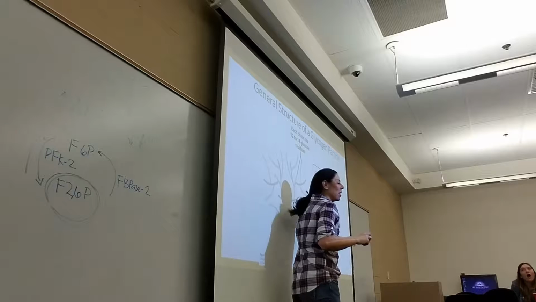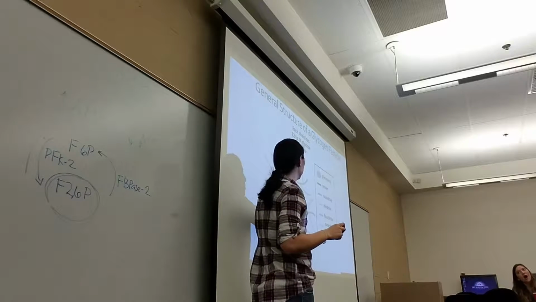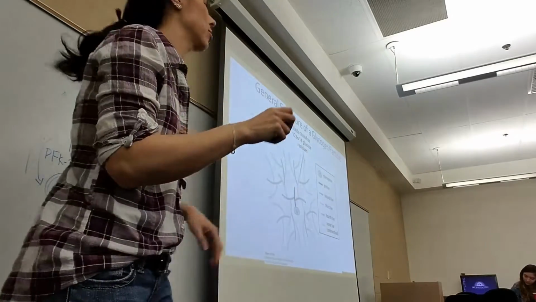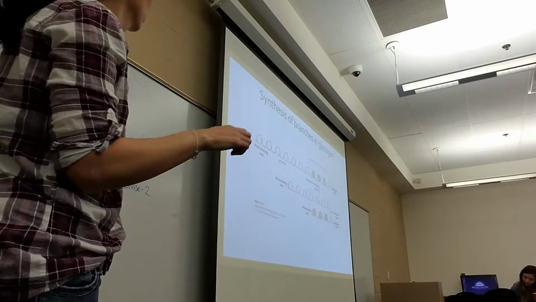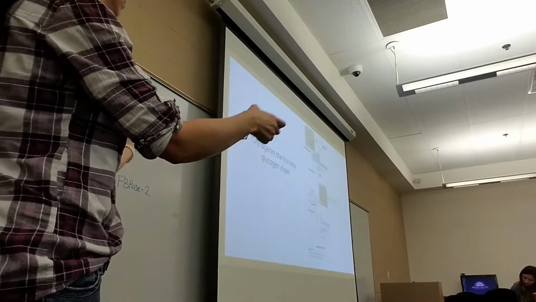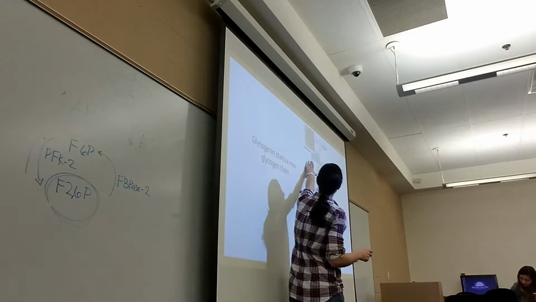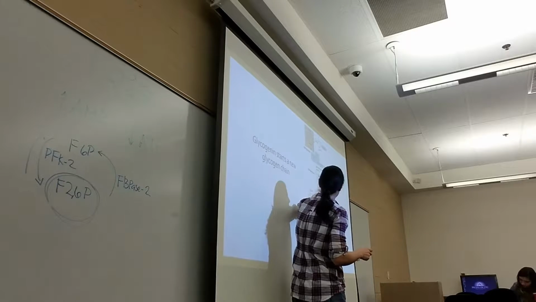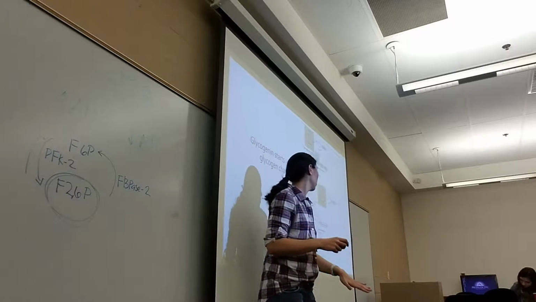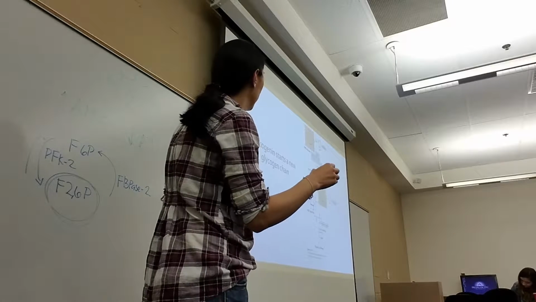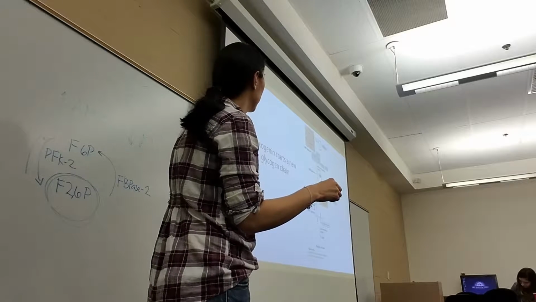Glycogenin is the enzyme responsible for starting a new chain of glycogen. So it starts the new chain and is able to then extend on from the new glycogen chain.